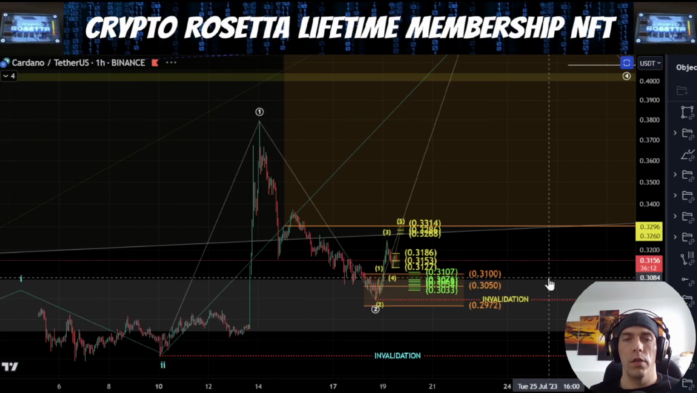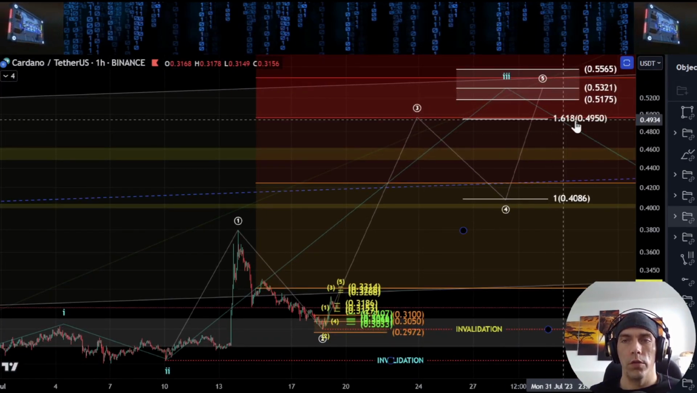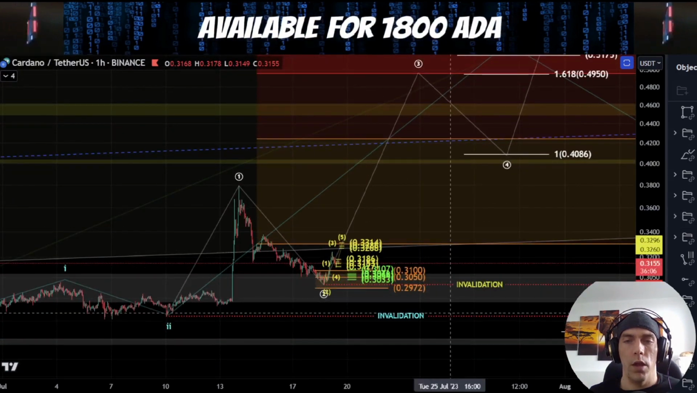So the key thing is, like I said, if we're looking for this count here, we're looking for this target of this 49.50. We're a long way away from that.